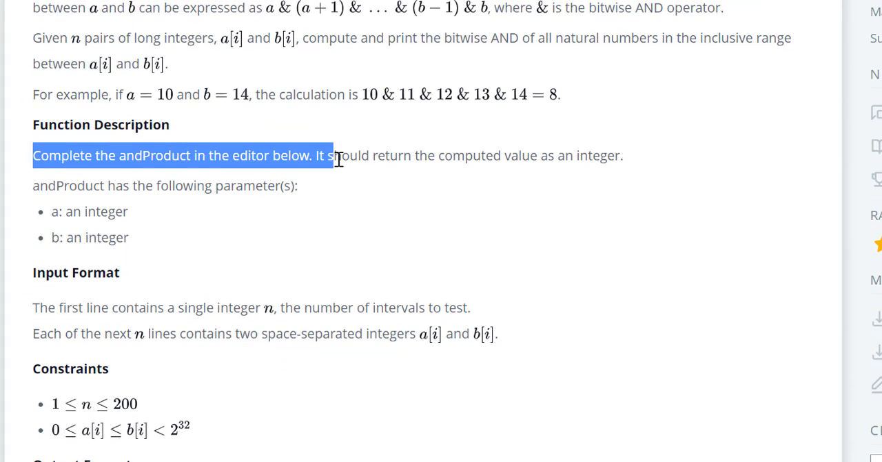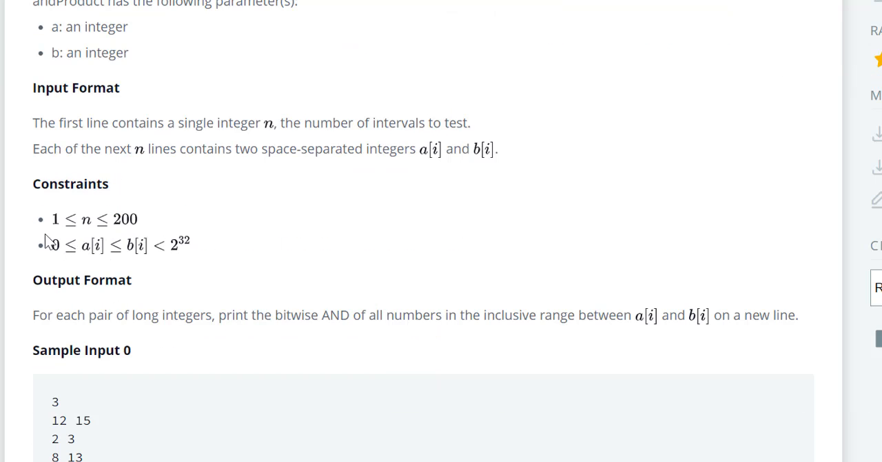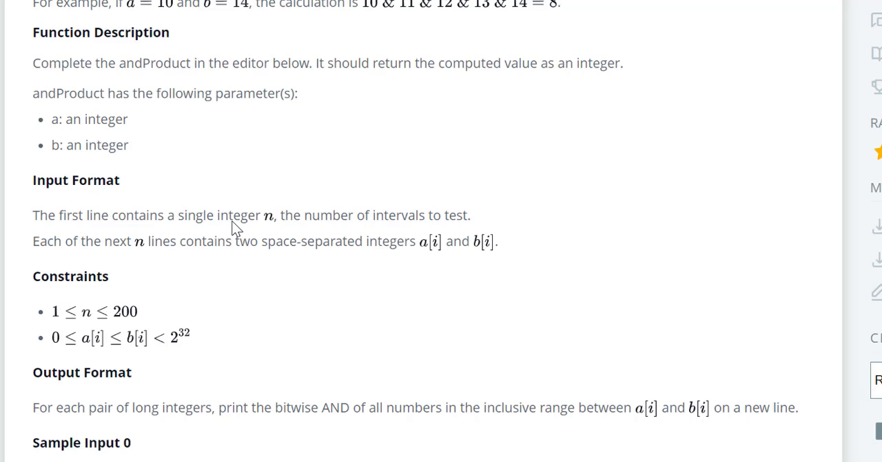in something less than linear time, because the constraints are a lower bound of 0 and an upper bound of 2 to the power of 32. So we gotta do this in something less than linear time, because we can't afford to do it in linear time here.